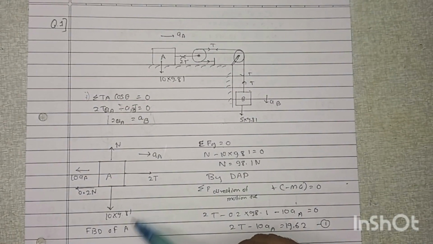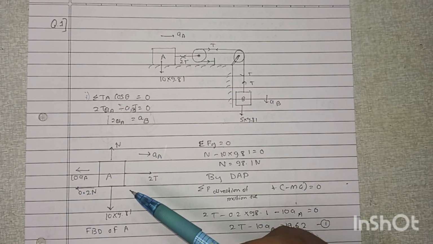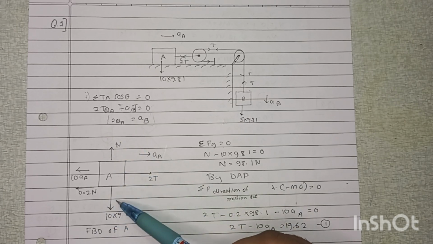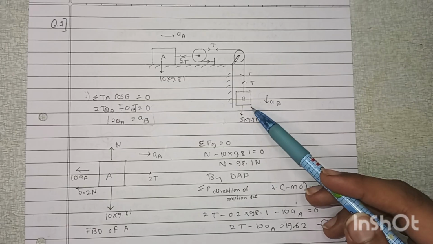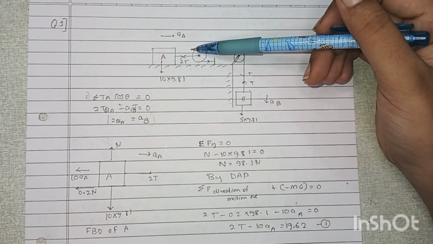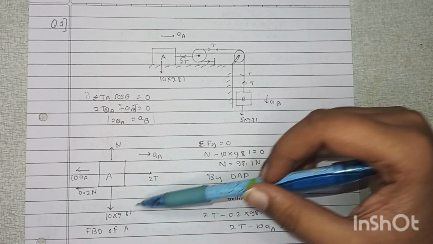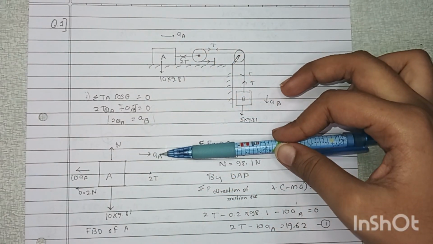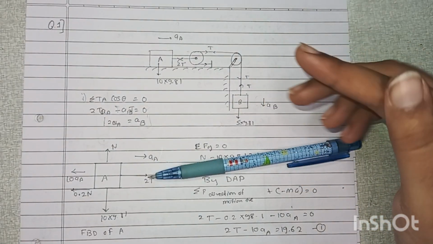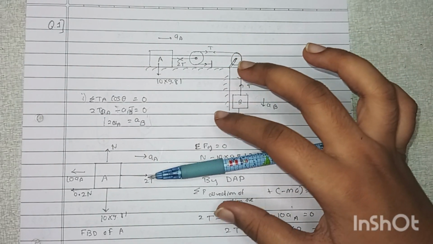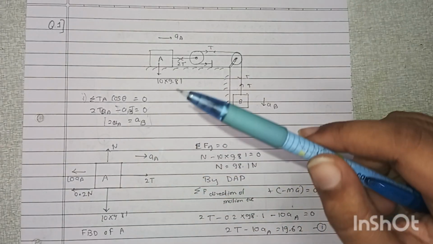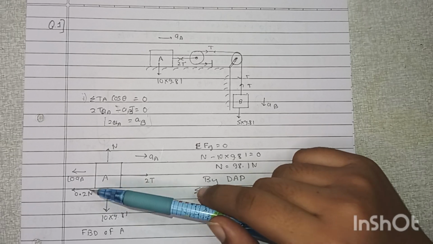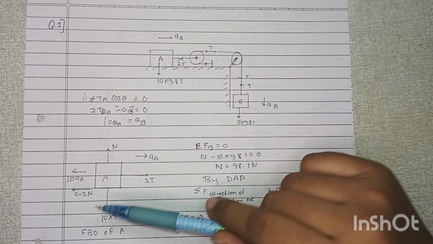Now first of all we have to draw the FBD of block A. So what you have to do over here, just show the normal reaction upward, weight downward, and if it is given like 10 kg and 5 kg, you have to consider the weight, so you should multiply by 9.81. The direction of motion is on the right side, so we have shown it over here. What is the friction? Friction is opposite to the motion, so you have to consider the friction force on the left side, that is 0.2 N, because 0.2 is the coefficient of static friction and N is the normal reaction.